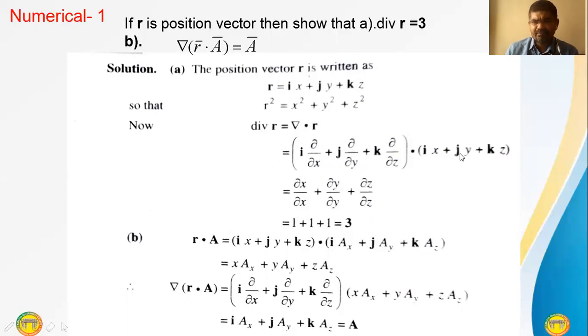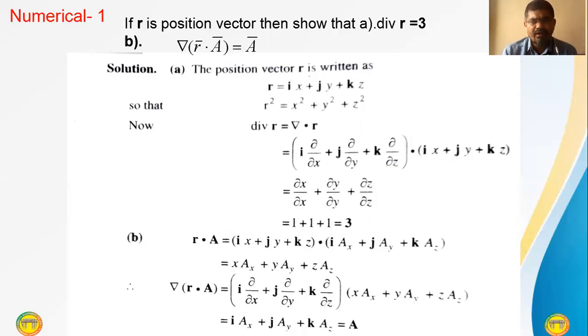So here I am doing a dot product between these two. I got ∂x/∂x plus ∂y/∂y plus ∂z/∂z. ∂x/∂x is 1, ∂y/∂y is also 1, ∂z/∂z also 1. 1 plus 1 plus 1 gives you 3. So the divergence of the position vector is 3. 3 is a scalar quantity. So the divergence, as you know well, of any vector field is a scalar quantity. Therefore, the divergence of the position vector gives us the value 3.